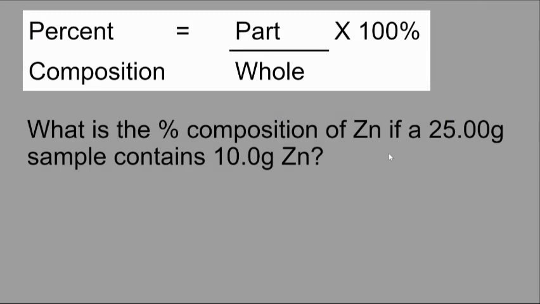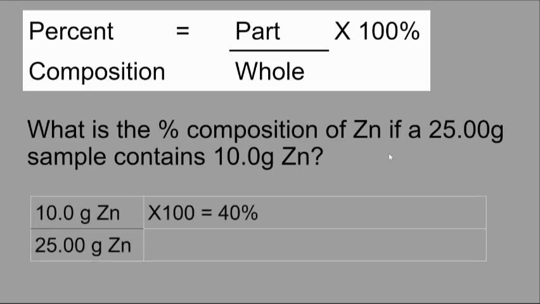So let's do a quick practice problem. What's the percent composition of zinc if a 25-gram sample contains 10 grams of zinc? Well, let's use our equation, part divided by whole times 100. So the portion that is zinc is 10 grams. The mass of the entire thing is 25 grams. If we multiply that by 100, 10 divided by 25 times 100, we should see that it is 40% zinc.